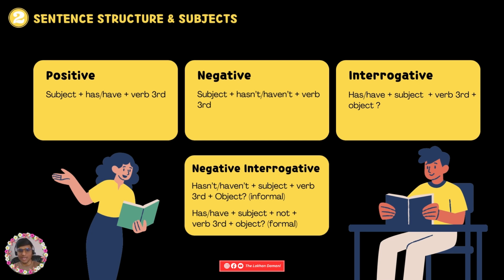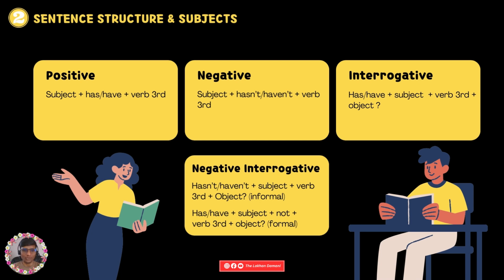All right. Negative: subject, hasn't or haven't, verb. She hasn't cooked, right? Or they haven't driven. It depends on the subject, and I'm going to teach you subjects as well. Interrogative: has she, have they, right? And negative interrogative: hasn't she, haven't they? Have he not? Has she not?